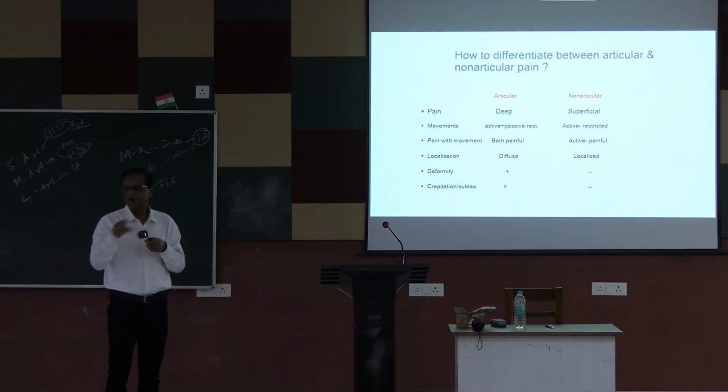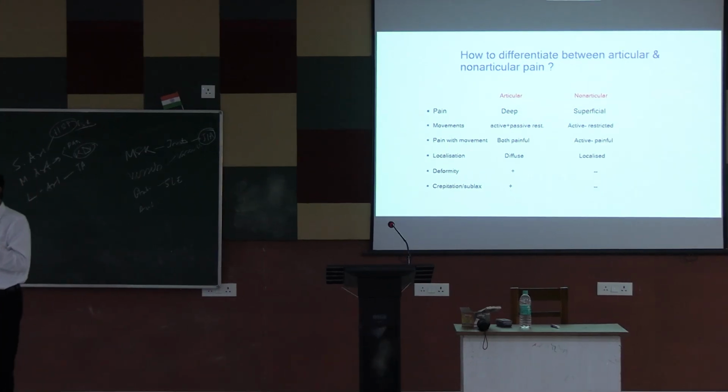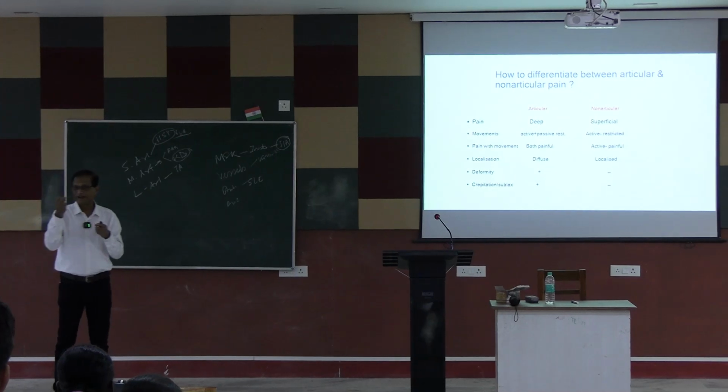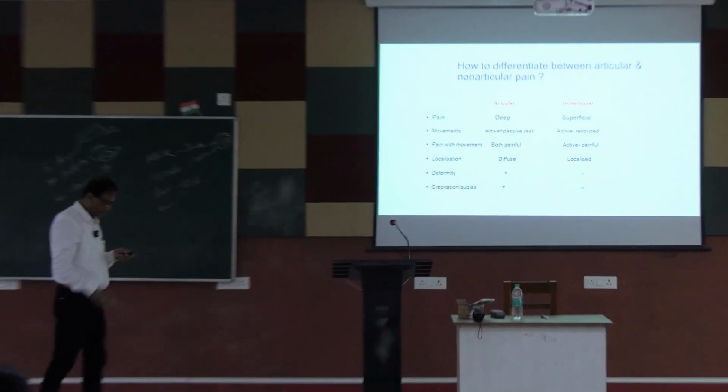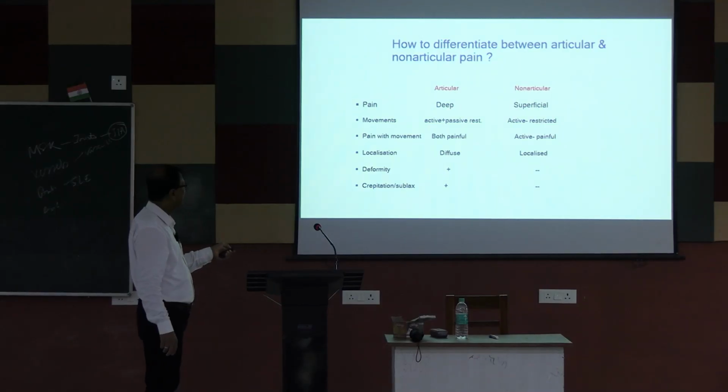In articular joint involvement, there will be deformity of the joint, and there may be subluxation or damage to the joint. Sometimes a crackling sound is heard, especially in adults, not in pediatric patients. Pain is deep and superficial, and active and passive movements are restricted. Active movement is restricted in non-articular involvement. Crepitation and subluxation are seen in articular involvement.